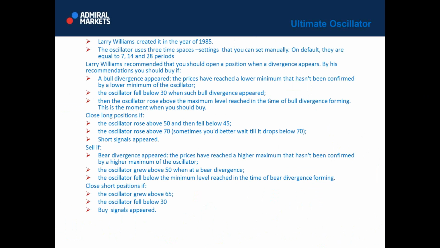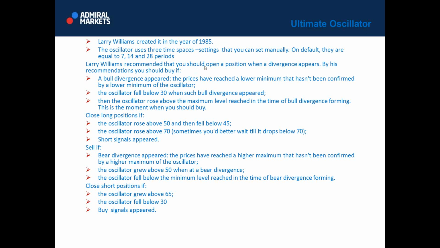And now finally, the ultimate oscillator. This is the last oscillator I will talk about. Larry Williams created it in 1985. The oscillator uses 3 different time spaces or settings that you can set manually. By default, they are equal to 7, 14, and 28 periods.